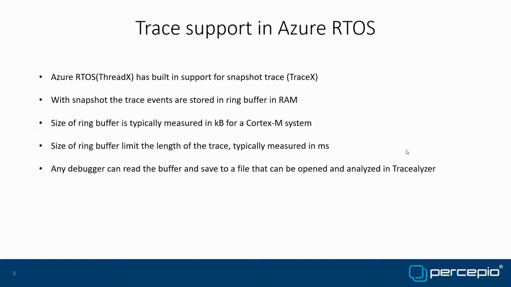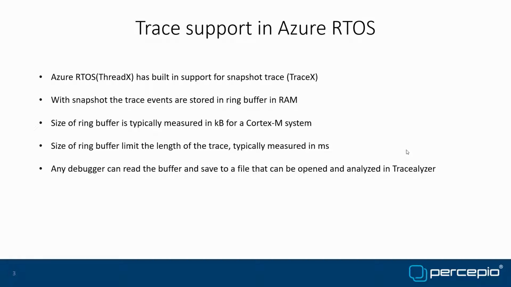And as you then understand, the size of the ring buffer is limited. So for a Cortex-M class of device, the size of the ring buffer is normally measured in kilobytes. Maybe you have 10 kilobytes available for this trace buffer and so on. So the size of the ring buffer limits the length of your trace recording. If you have roughly a 10 kilobyte trace buffer, the length that you can record maybe is 100 milliseconds or 200 milliseconds. It depends on the application, how much trace data is generated.